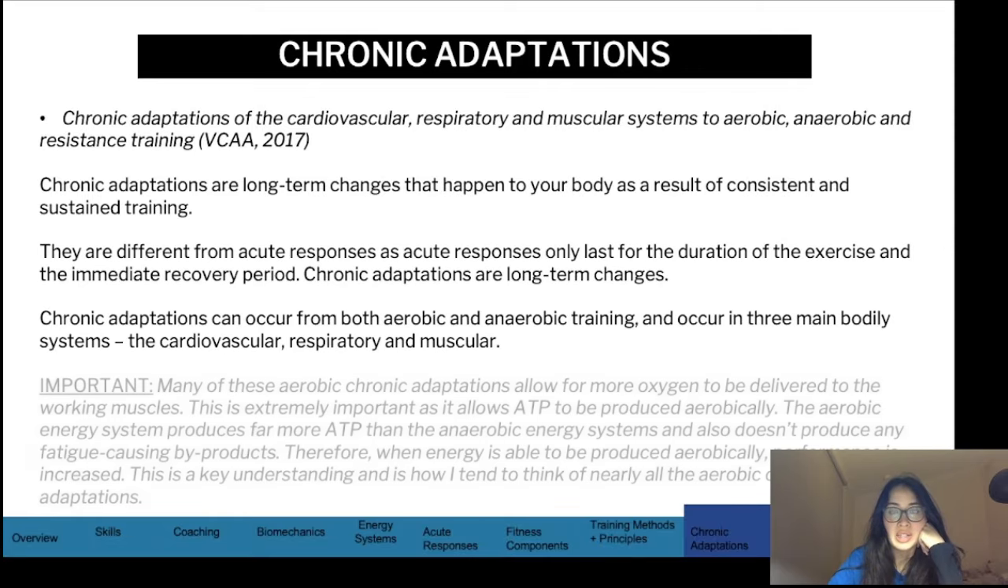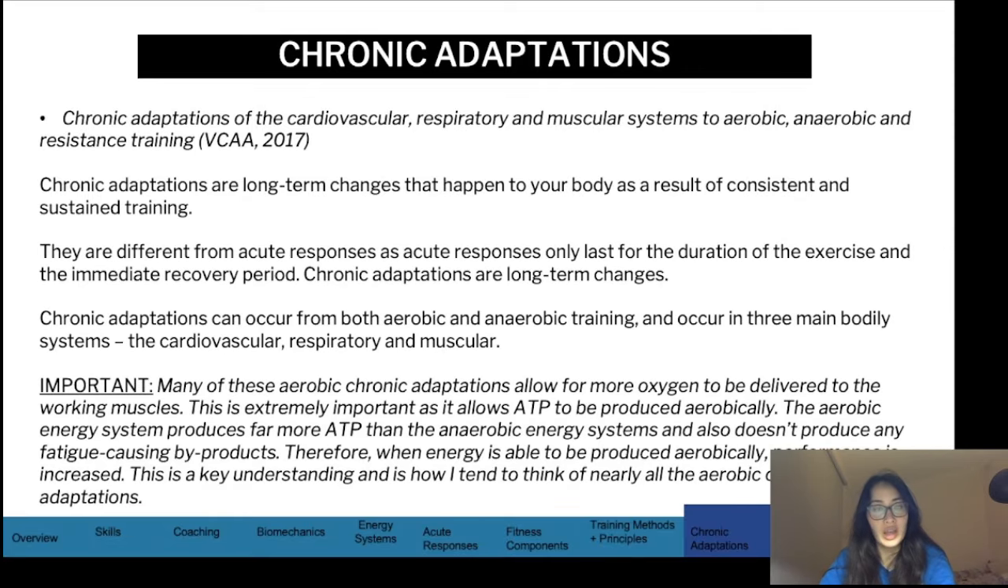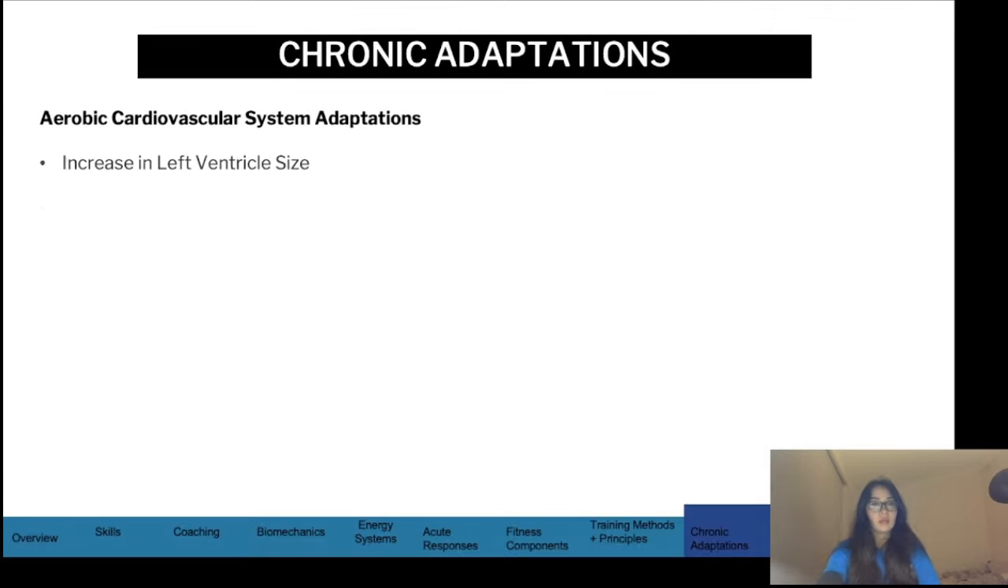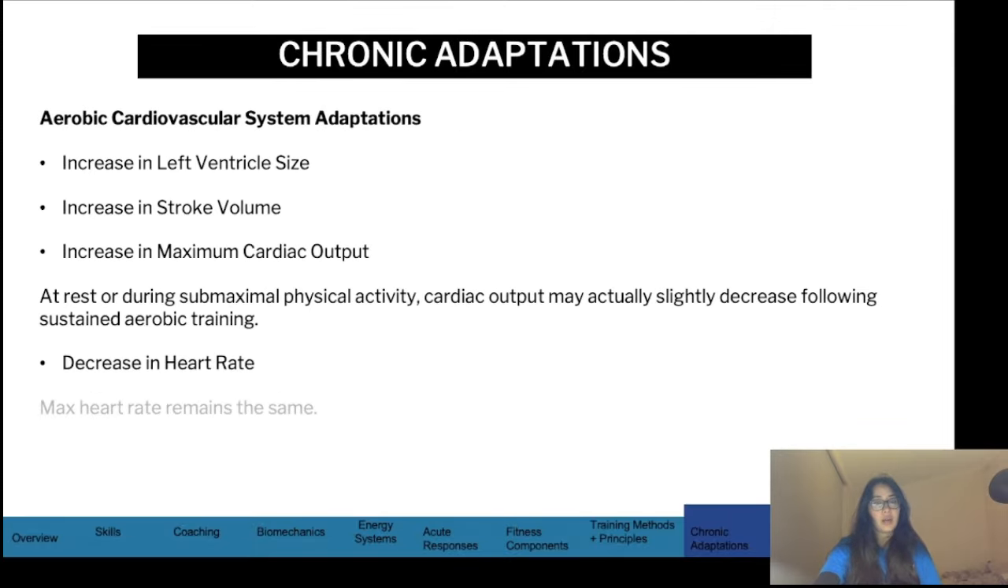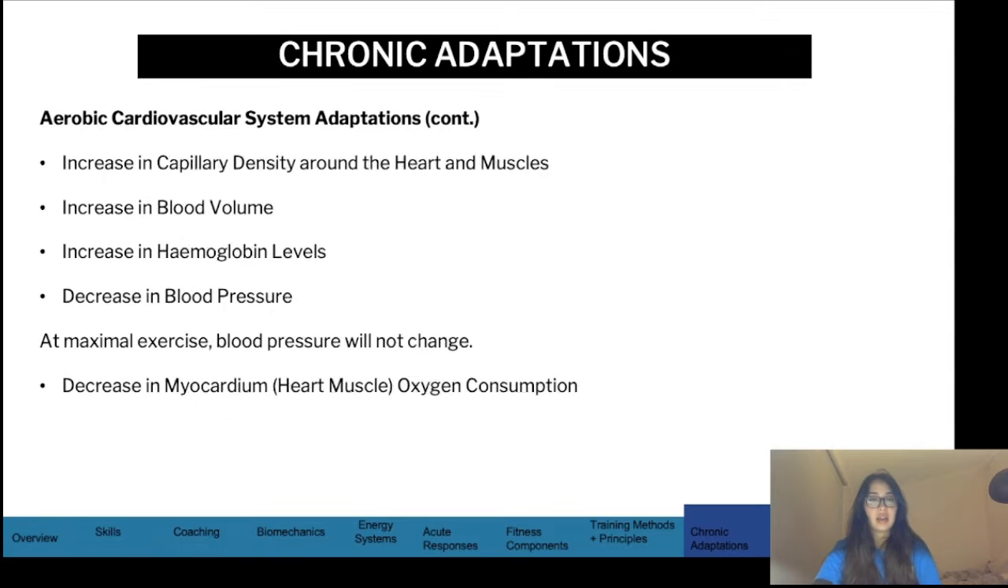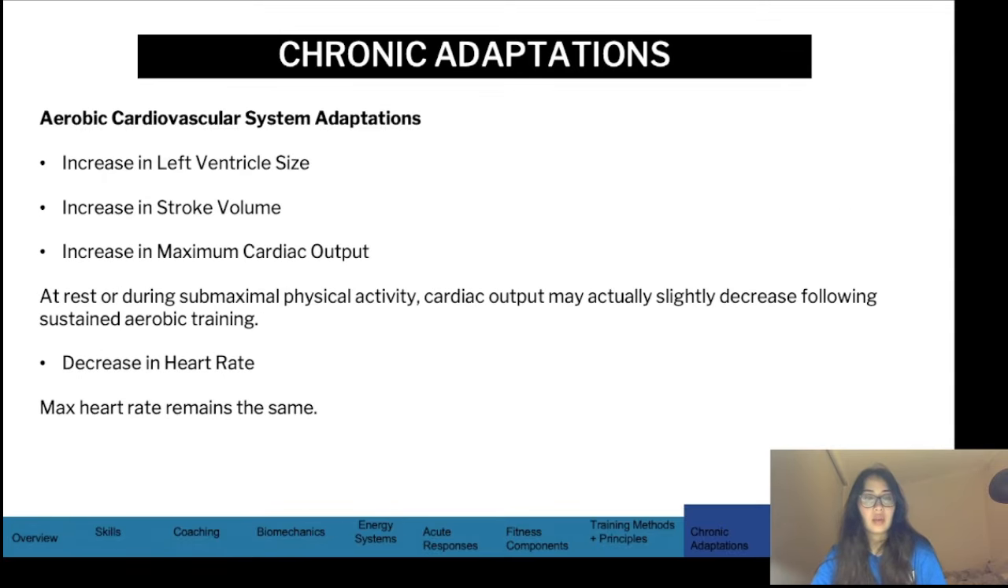We've got chronic adaptations, which are long-term changes that happen to your body. These are different to acute changes, because acute changes happen in the short term, whereas chronic occur in the long term, and they occur in three bodily systems: the cardiovascular, respiratory, and muscular systems. So we've got quite a few aerobic ones, so increase in left ventricle size, in blood volume, stroke volume. Once again, know about 3 or 4 of them. Be able to identify why they occur and what the point is.